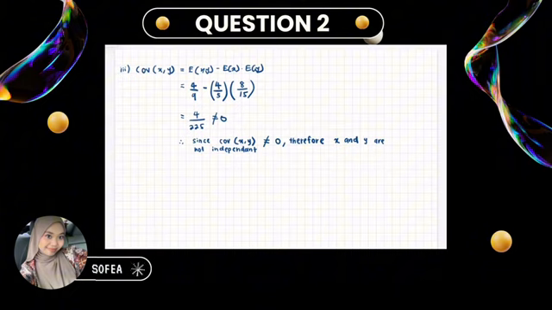So how do we know if it is independent or not? If it is equal to 0, it means it is independent. If it is not equal to 0, it means it is not independent. So for this case, the covariance of x, y is not equal to 0. So since the covariance of x, y is not equal to 0, therefore x and y are not independent.